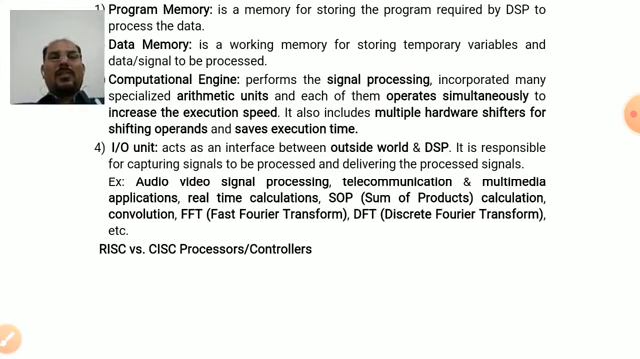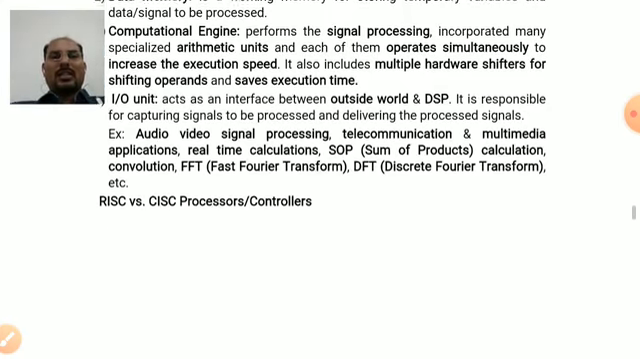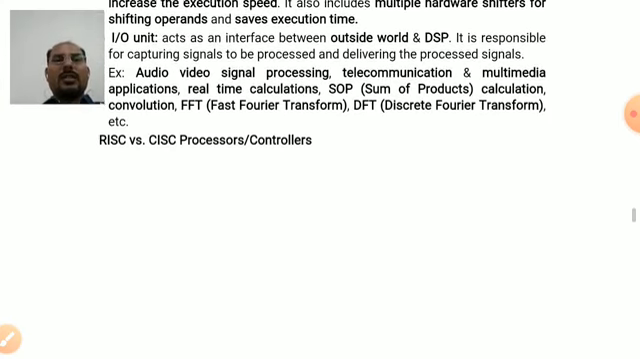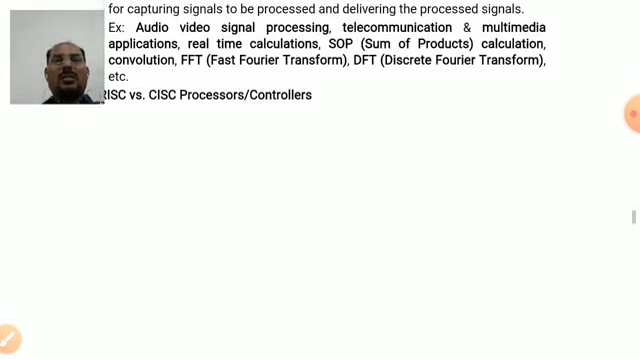responsible for capturing signals to be processed and delivering the results to the output devices. The examples of DSP applications are audio and video signal processing, telecommunication, and multiple applications with real-time calculations, such as sum of products calculation, convolution, fast Fourier transform, discrete Fourier transform. These are the examples. Then we'll discuss the RISC and CISC processors.